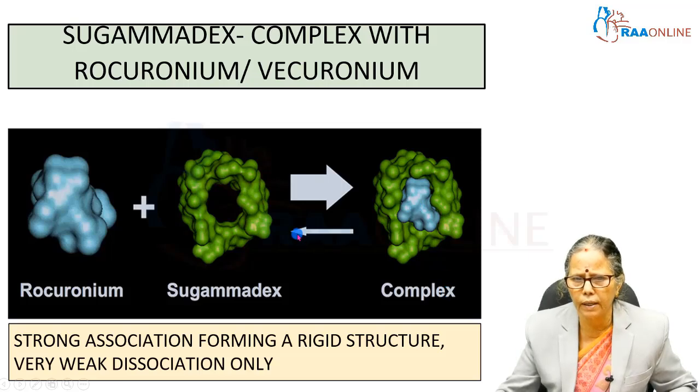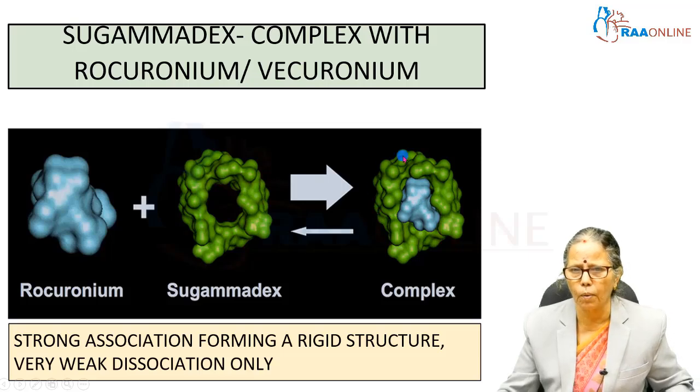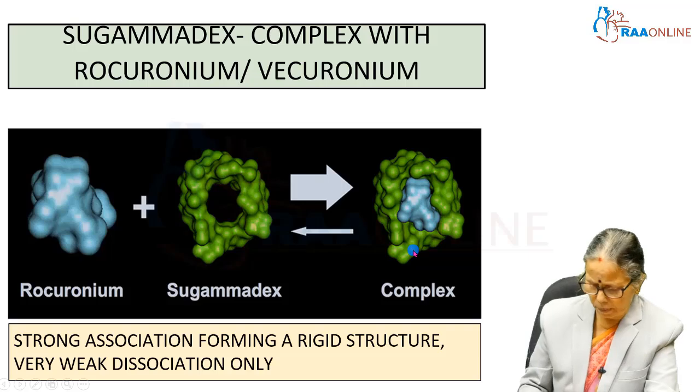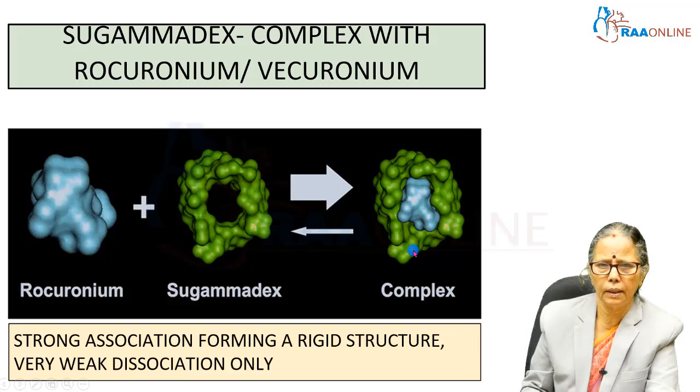They do not, this is very weak dissociation. I showed you here: very strong association, but a very weak dissociation. This you must understand when you do this drug. So the rocuronium-Sugammadex complex has very, very strong association. This inclusion body gets filtered by ultrafiltration by the kidney.